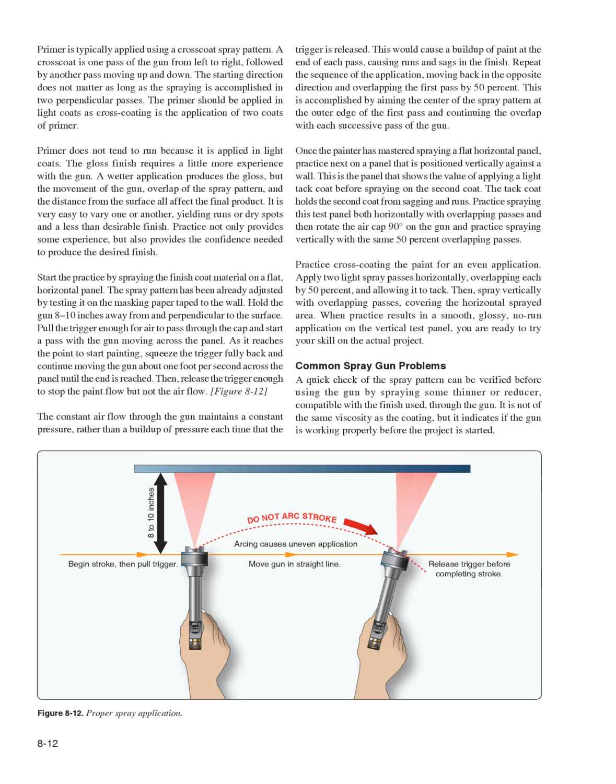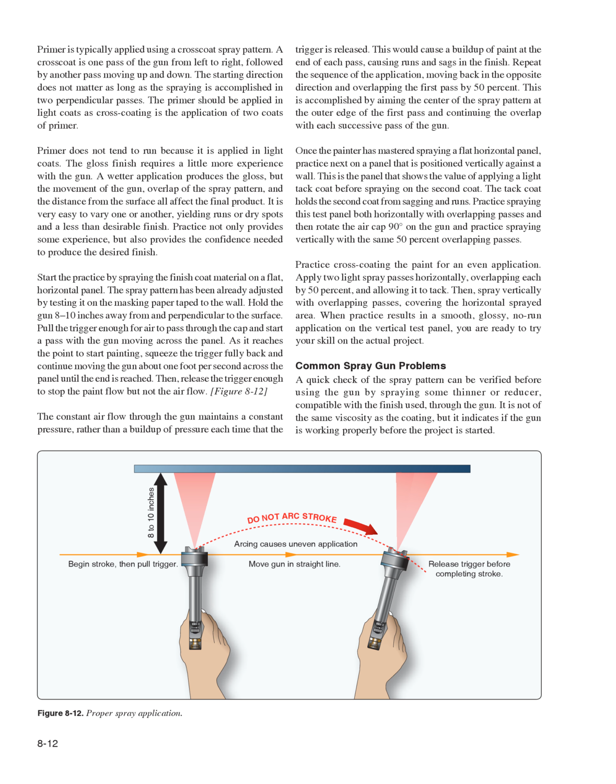Primer is typically applied using a crosscoat spray pattern. A crosscoat is one pass of the gun from left to right, followed by another pass moving up and down. The starting direction does not matter as long as the spraying is accomplished in two perpendicular passes. The primer should be applied in light coats, as cross-coating is the application of two coats of primer. Primer does not tend to run because it is applied in light coats.